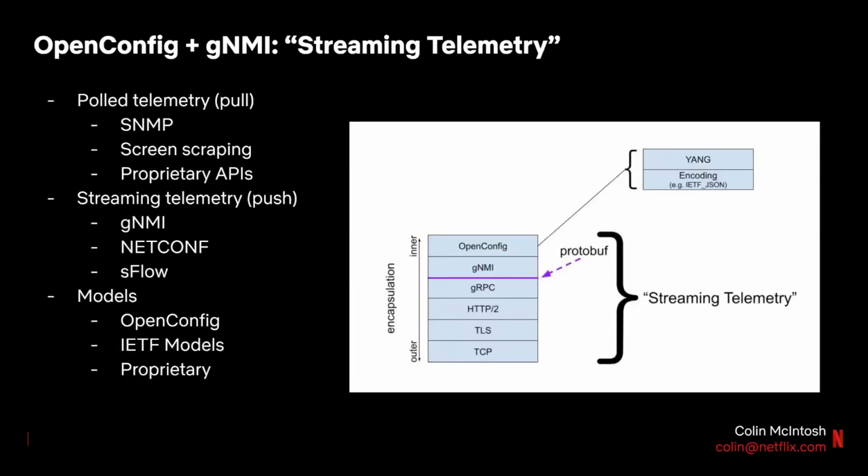This diagram gives you a picture of how all of these pieces fit together. At the bottom is a normal gRPC connection that runs over HTTP2 and TLS. The gRPC code is auto-generated from the gnmi protobuf model, and gnmi carries data that is modeled in OpenConfig and has some encoding. When we talk about streaming telemetry at Netflix, we're typically talking about all of the components in this stack.